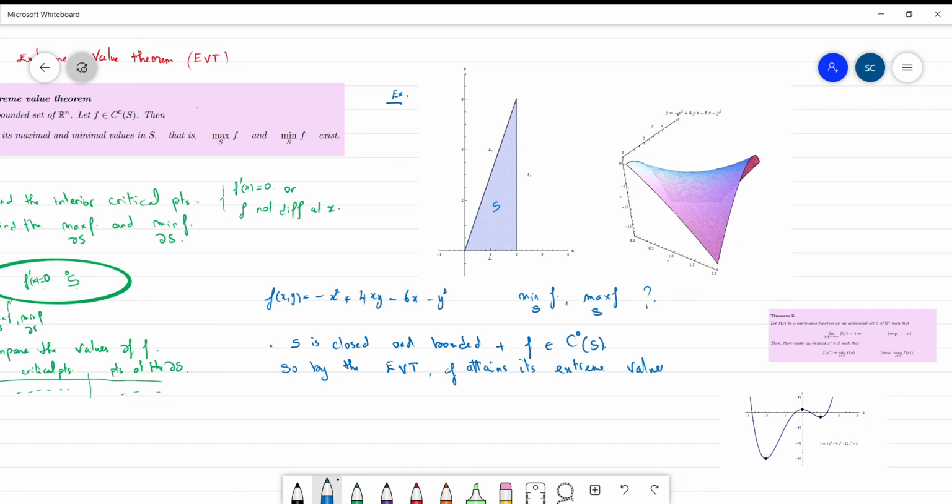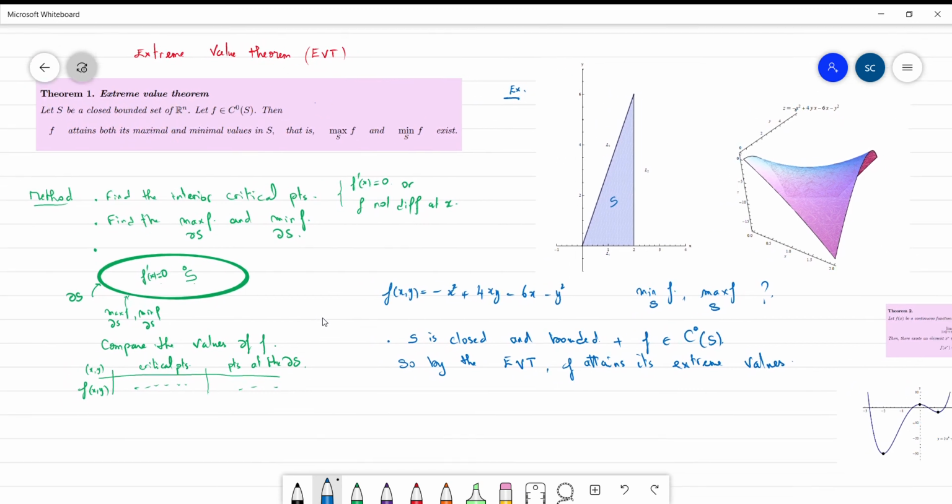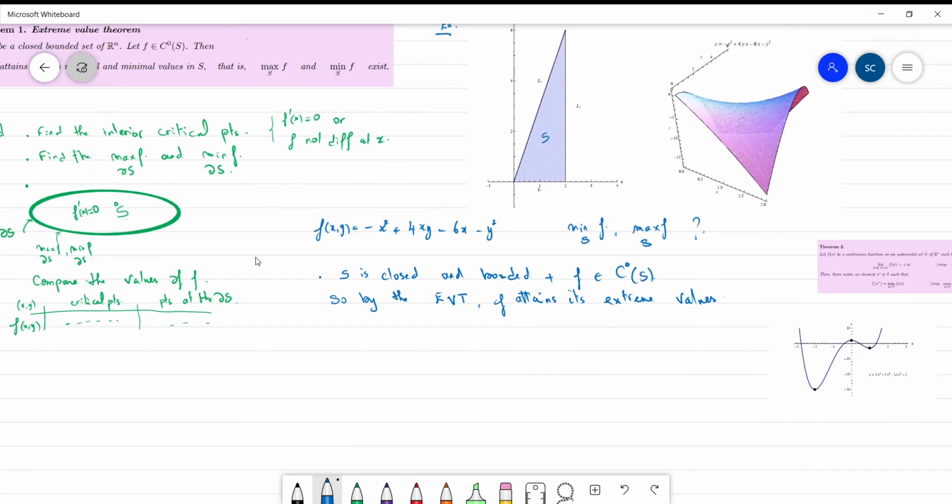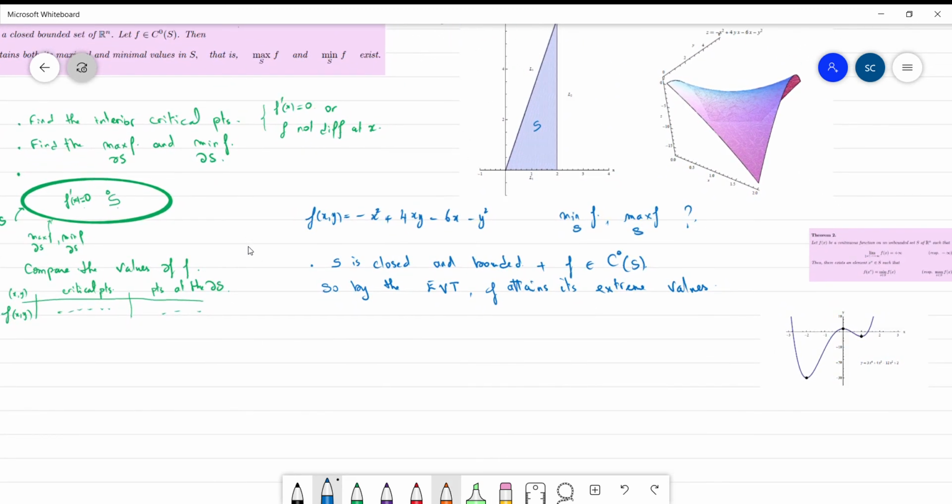So we want to know what these values are, and at which points they are reached. Okay, so let's proceed and follow the scheme we described here. First we will look for the interior critical points.